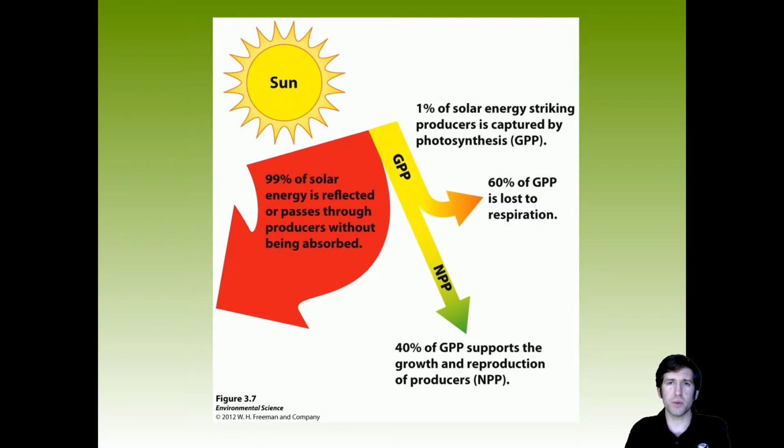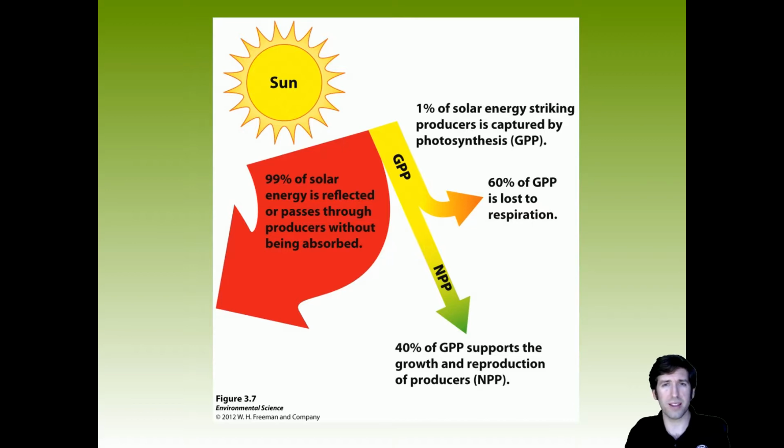So going back to how efficient GPP and NPP are, let's take a look at this picture. So you can see GPP right next to it. It says 1% of solar energy striking producers is captured by photosynthesis. 1% of all the sunlight that is hitting plants, generally speaking, is all that's taken in by them for energy. It's not all of it, it's only 1%. That is very, very small. 99% of it then is reflected or passes through without the producer absorbing it or being able to use it at all. And then 60% of GPP, usually, is lost to respiration.